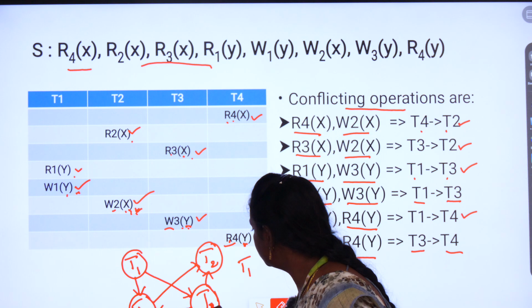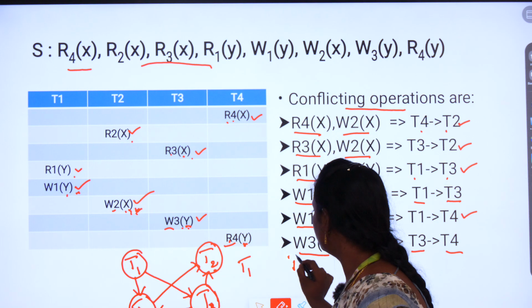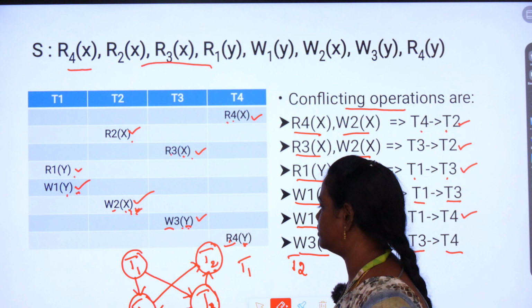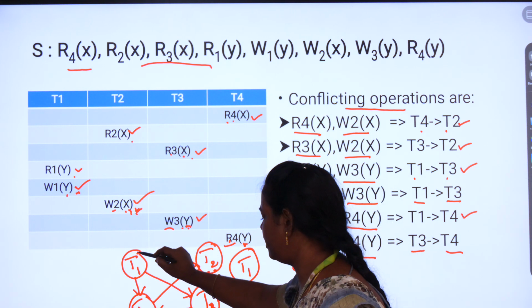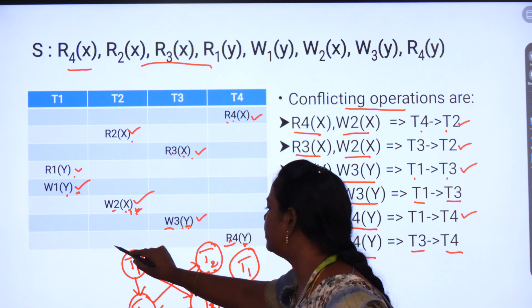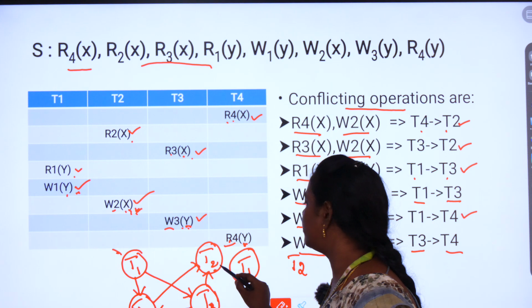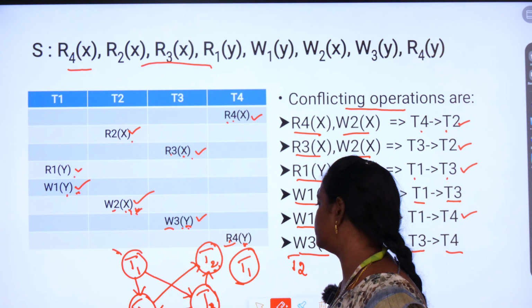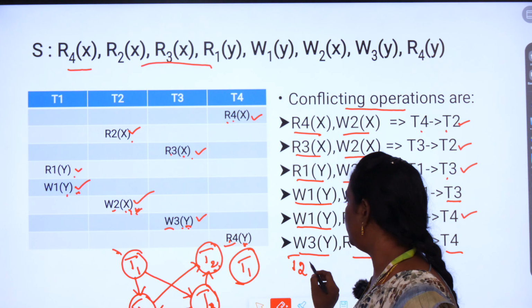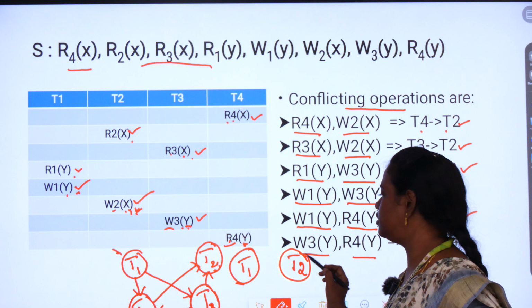So your ending node is T2 because there is no outgoing edge. For the first node, we need to check there is no incoming edge, and for the last node we need to check whether there is no outgoing edge. So your starting node is T1 and your ending node is T2.